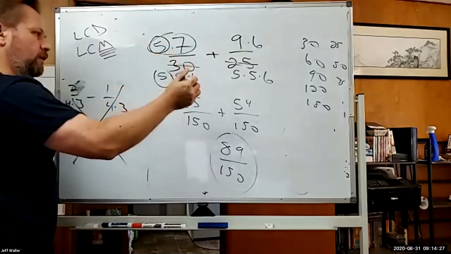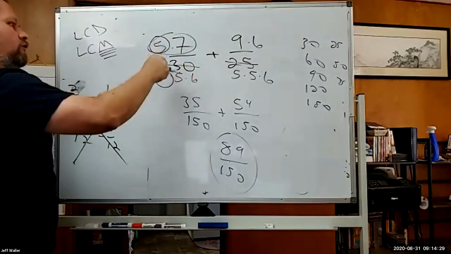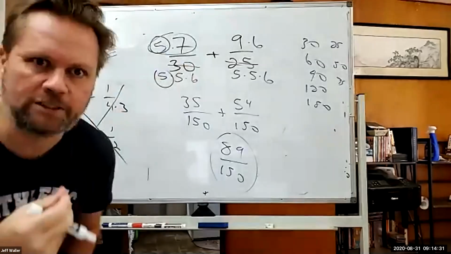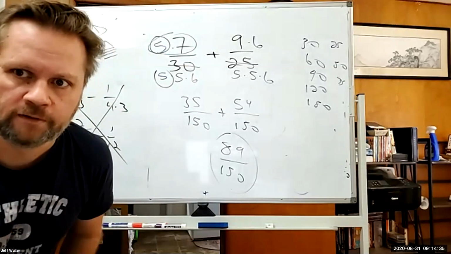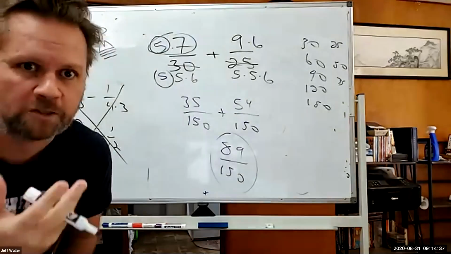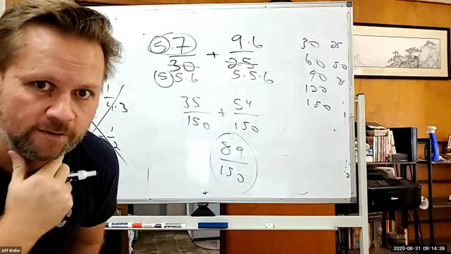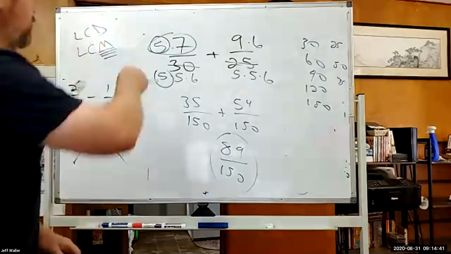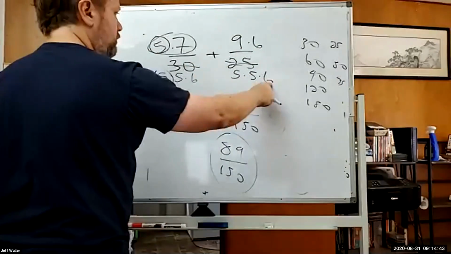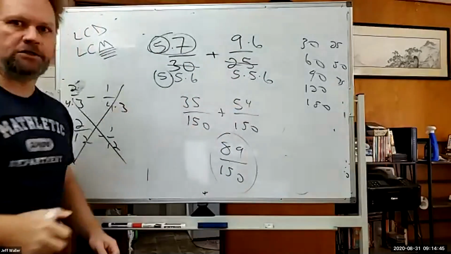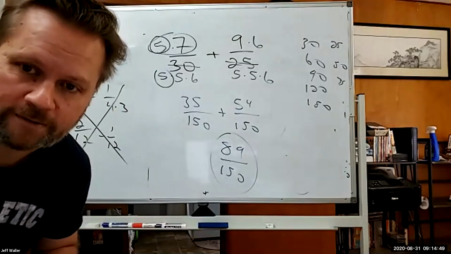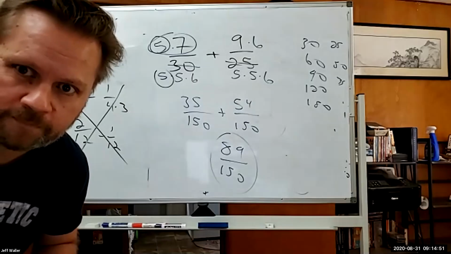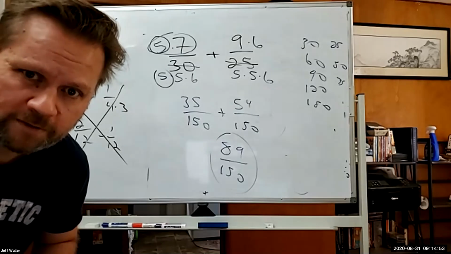If I multiply by 5 over 5, what did I actually just multiply by? What is 5 over 5? 1. And when you multiply by 1, do you change anything? No. So I multiply the top by 1, I multiply the bottom by 1, so that's the same problem. I didn't change anything. It just looks different.